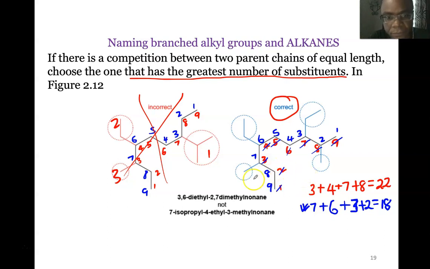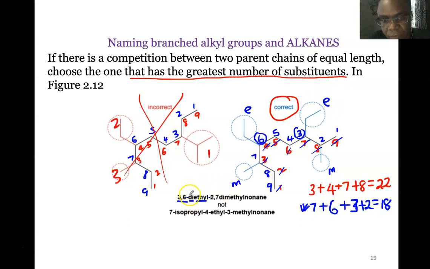Okay, so the name has to go with the alphabet rule. So ethyls come before methyls. So we start listing the ethyls first. The ethyls are on 3 and 6. So we write 3, 6. There are 2 of them. So we say diethyl.